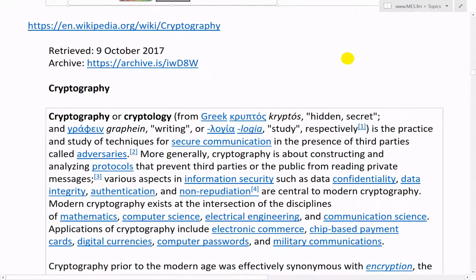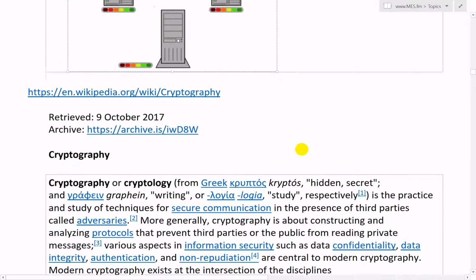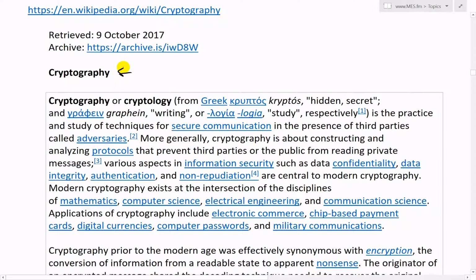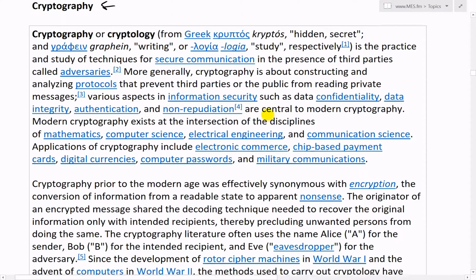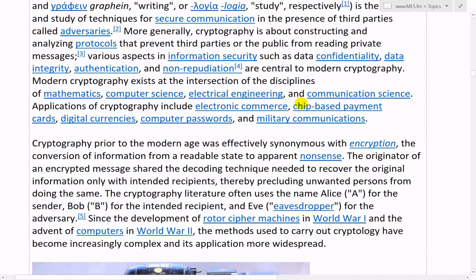Now let's look at cryptography. A lot of this decentralized, blockchain, distributed ledger, all these concepts are made possible by cryptography. Cryptography or cryptology, from the Greek words kryptos, meaning hidden or secret, and graphein, meaning writing, or logia, meaning study, respectively, is the practice and study of techniques for secure communications in the presence of third parties called adversaries. More generally, cryptography is about constructing and analyzing protocols that prevent third parties or the public from reading private messages.